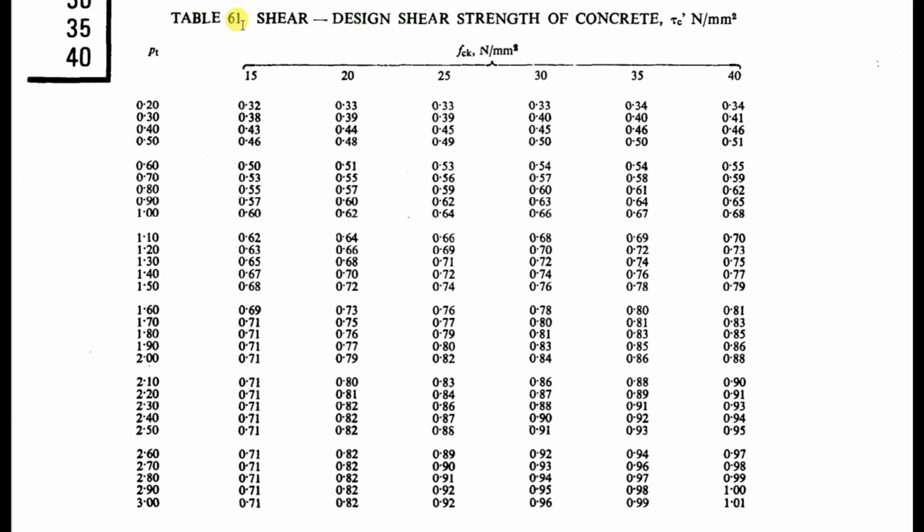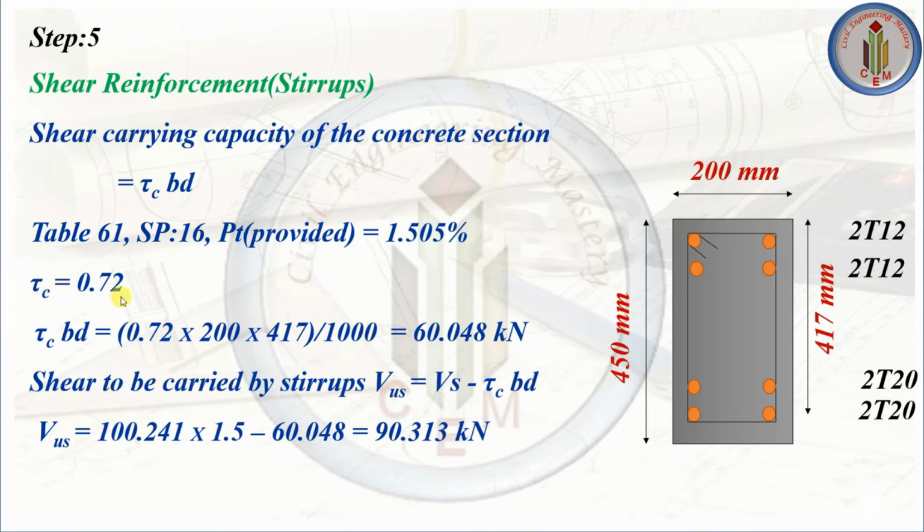So this is table 61. Design shear strength we need to calculate. As per the percentage provided, we have 1.505. Let's take it as 1.5. For 1.5, the grade of concrete is M20. For 1.5 percentage, we have the tau c value as 0.72. This we need to take to find the tau c BD value from table 61. So tau c is 0.72.